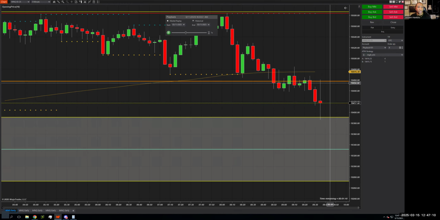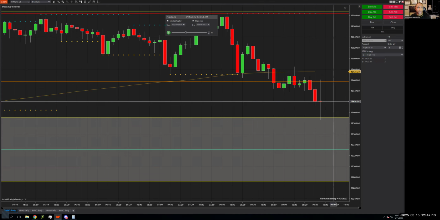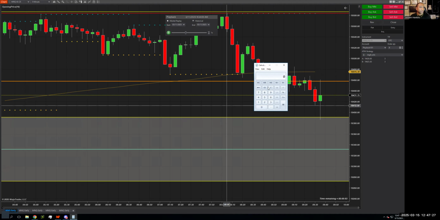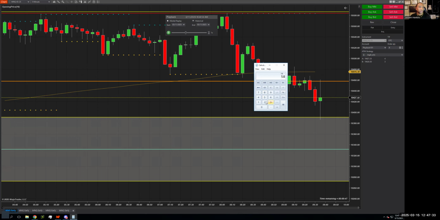It was from here. I think it moved to about right here when I got knocked out. So that was 58, down to 420. So that was 58. That was 38 times 5. I mean times 4, because it's 4 points, 4 ticks every point. That's 152 ticks. But it was times 4.